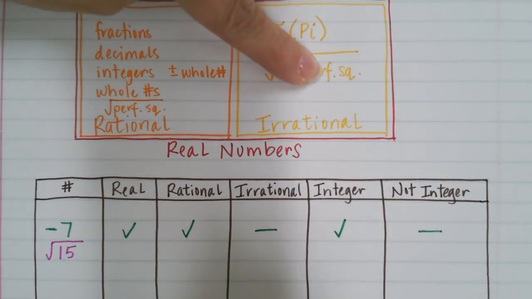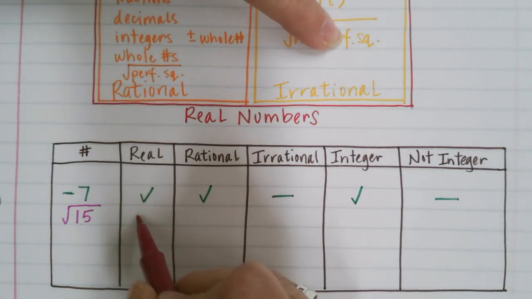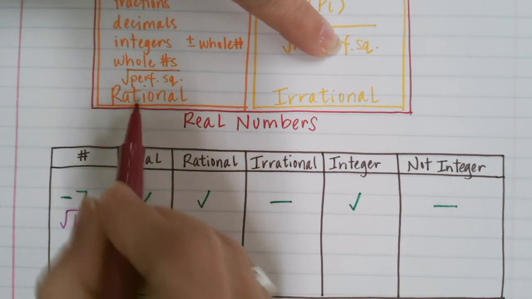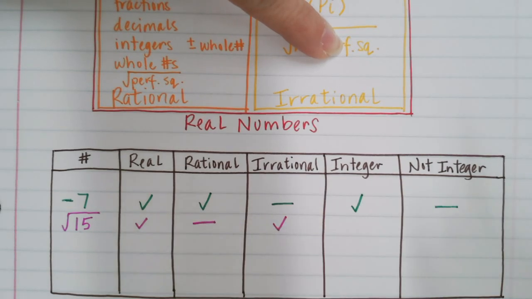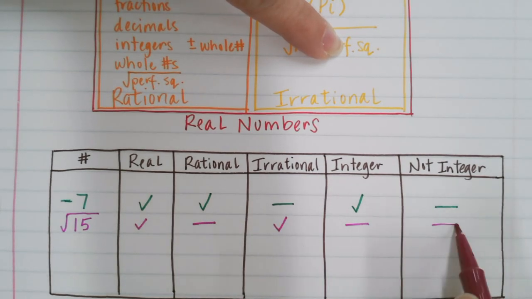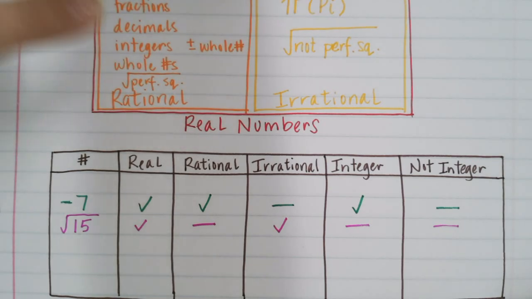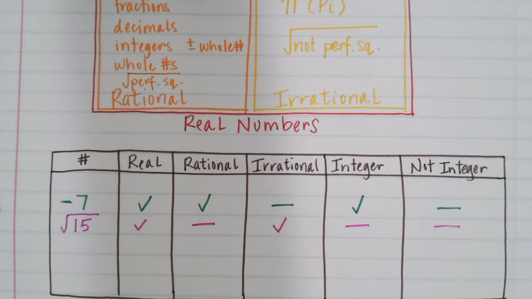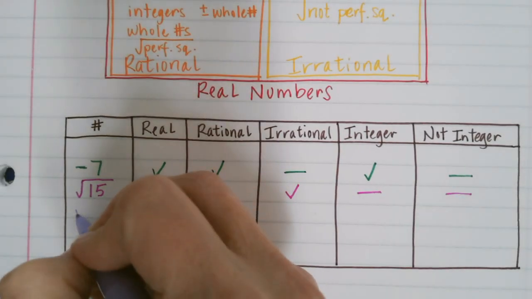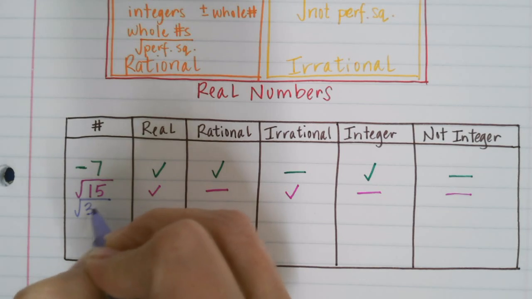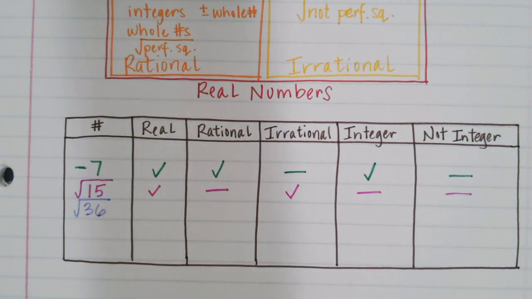So, if it's here, is it a real number? Yes. Is it rational? No. Is it irrational? Yes. And then we know it's not going to be one of those because those are over here. All right. Let's try one more. Let's say, how about the square root of 36?